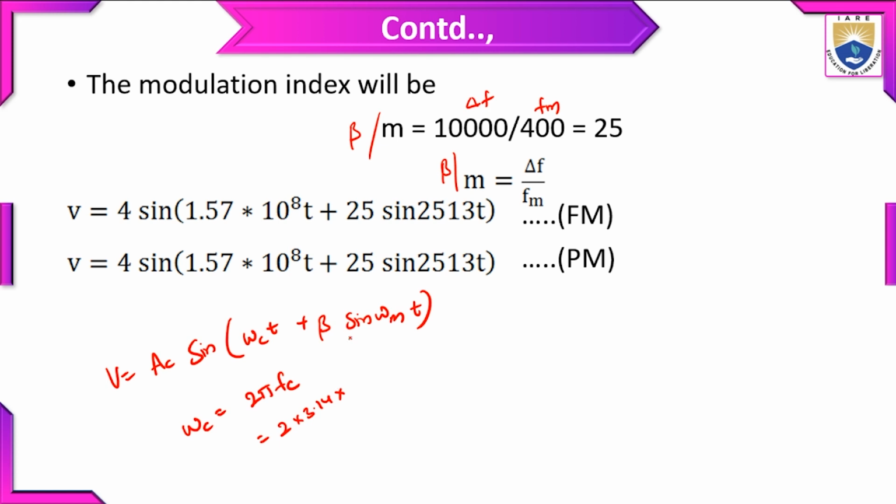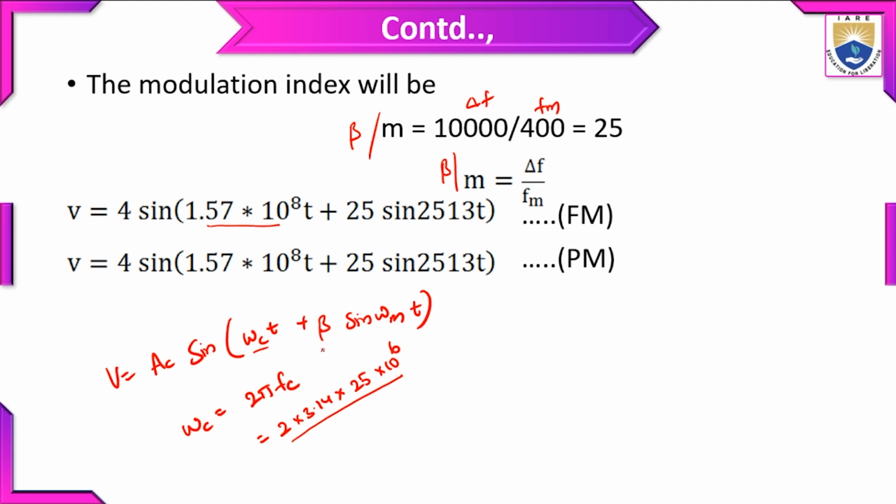FC is taken as 25 MHz, so 25 into 10 power 6. This is my angular frequency of the carrier. You multiply all this and you get 1.57 into 10 power 8. So this is the omega c value.